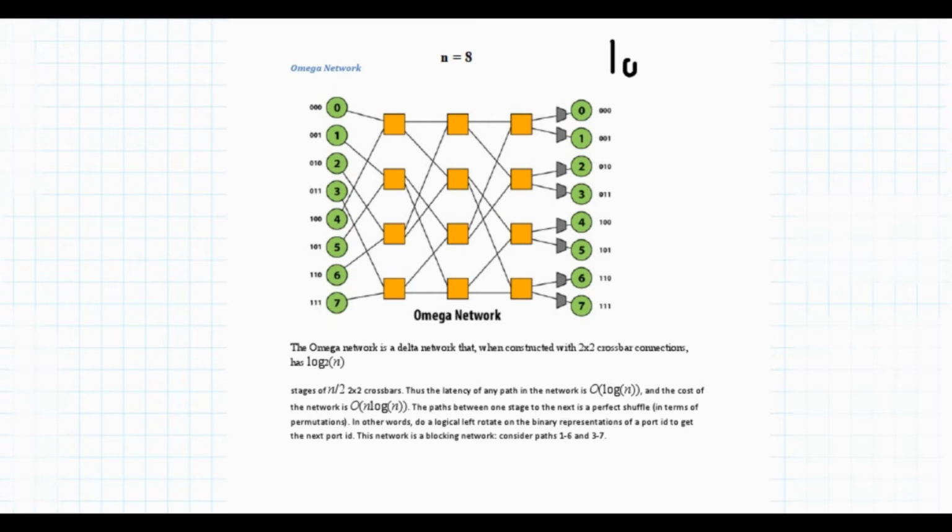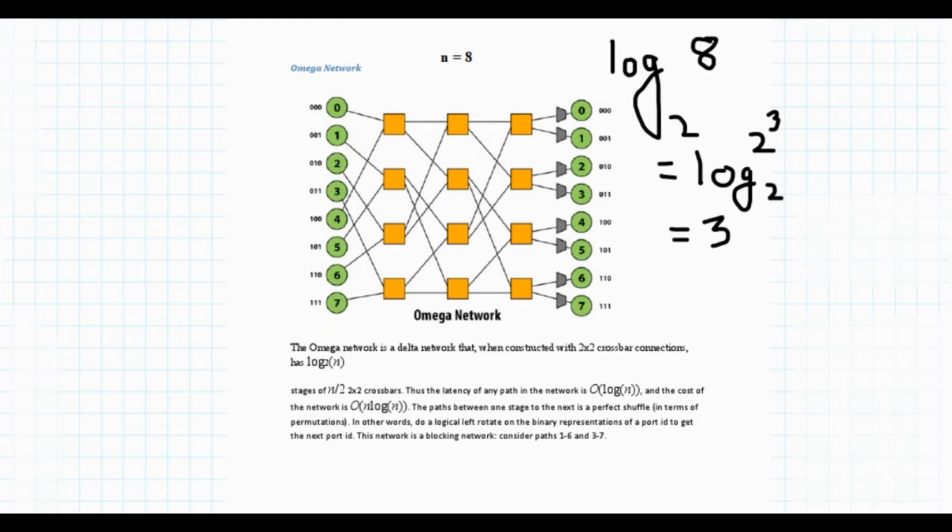The number of stages you can find using the formula log n base 2, where n is the total number of processors in your system. Hence, it is going to be log 8 base 2, which equals log 2 to the power 3 base 2, which is equal to 3. So, for this example, the number of stages will be 3. You can see that here we have 3 stages drawn.